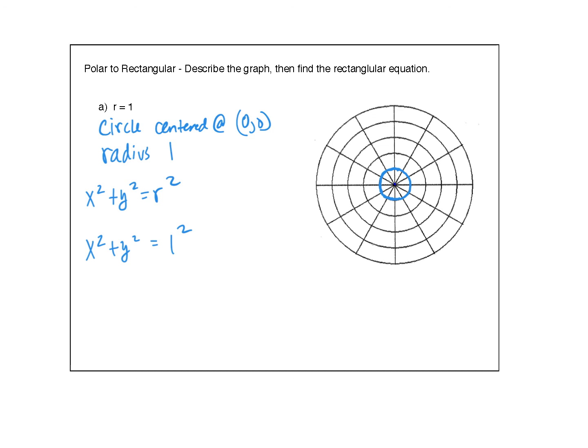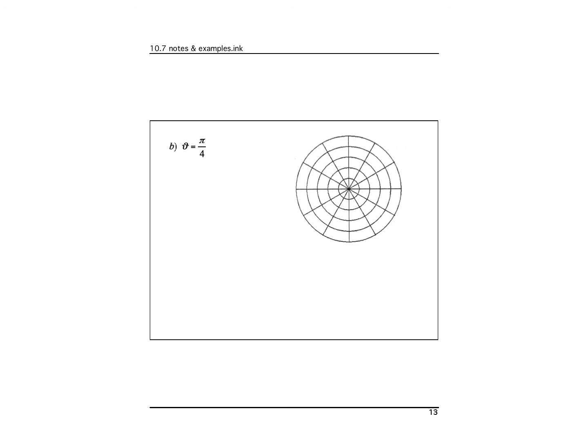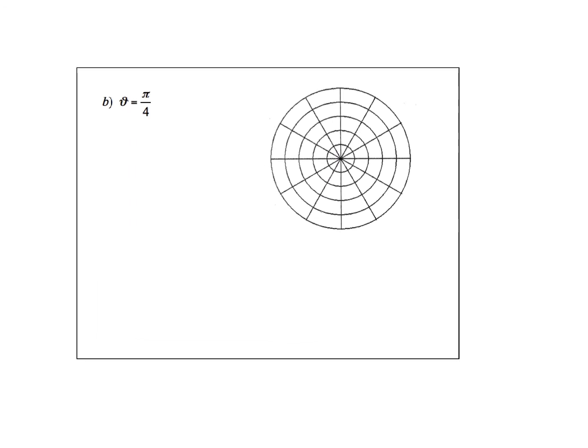Next example. Theta equals pi over 4. Again, you're like, all right, how do I graph something like this? Similar to if I had y equals 2, I would have a horizontal line. I don't care what x is, this is what y is. I don't care what r is, this is what theta is. So theta being pi over 4 is the line that creates the angle of pi over 4.